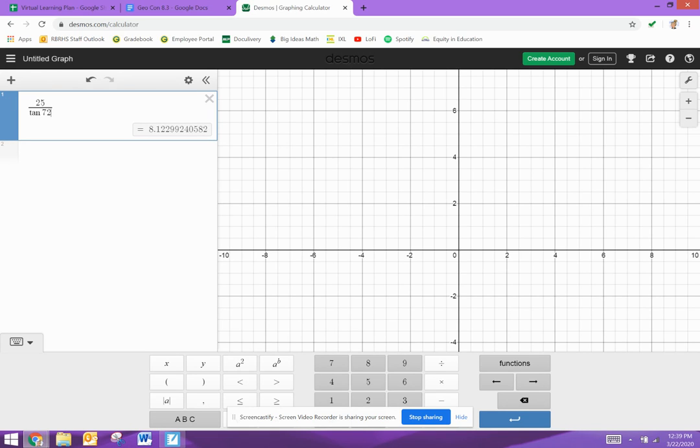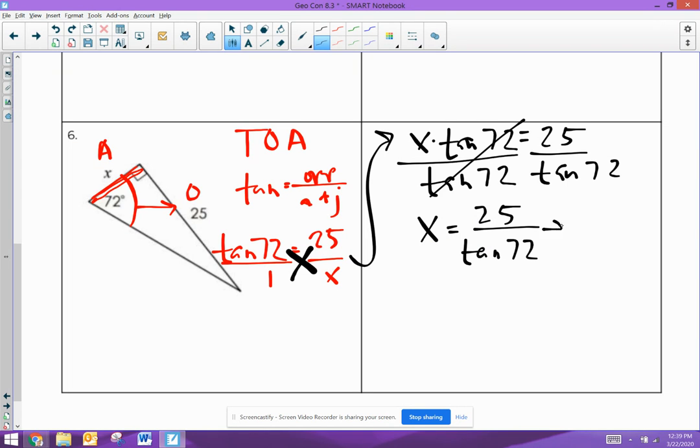What do you think? 8.1 or 8.2? 8.1. The point is in the middle there. 8.1. Yep, it's the smallest side, way smaller than 25. We know the hypotenuse is going to be even bigger than 25. Makes total sense.